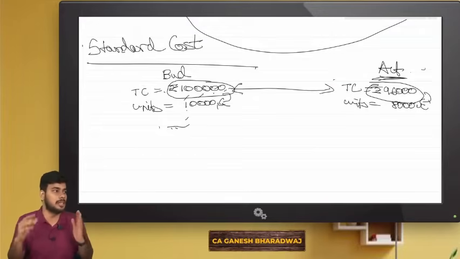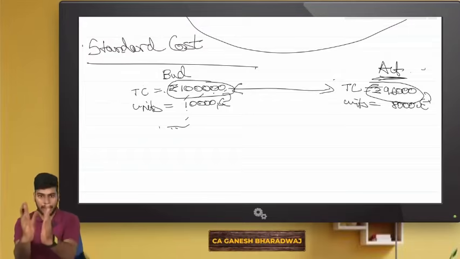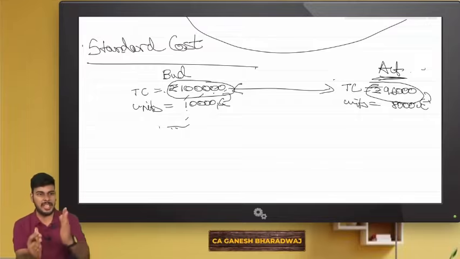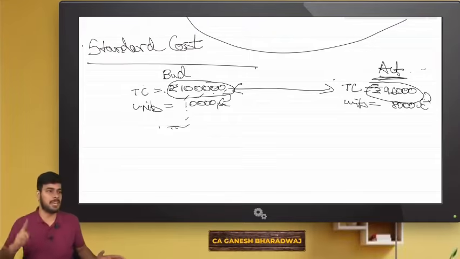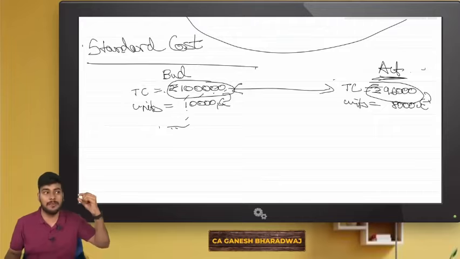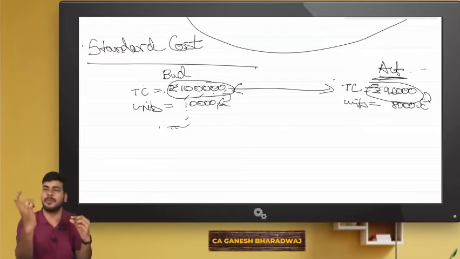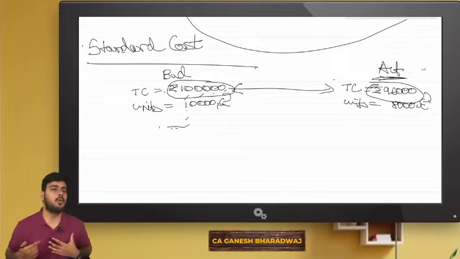Definitely not. If you are looking at his efficiency, if you want to gauge his performance, can you compare the budget with actuals? Always remember, the budget can never be compared with actual. Reason, budget is meant for a different volume level. Actual is meant for a different volume level. So now what will you do?